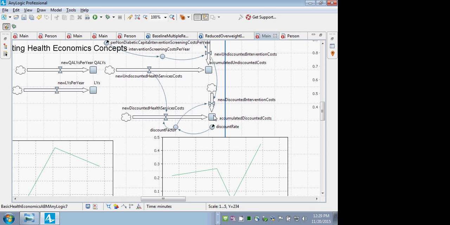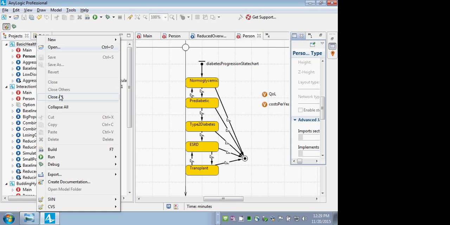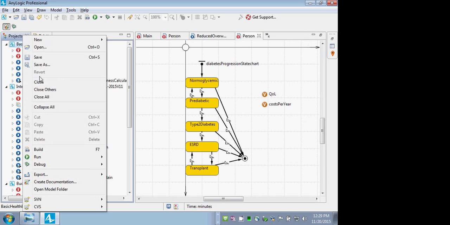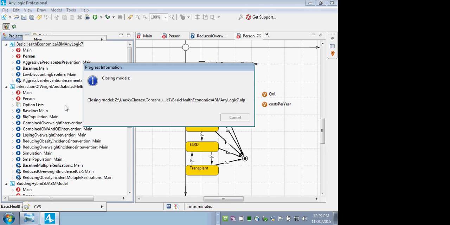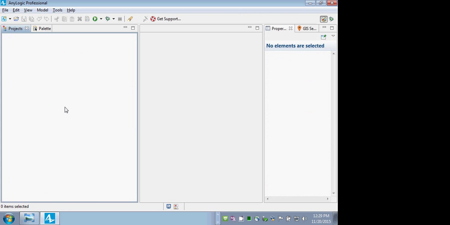Any other questions about that? Okay, so that was the health economics components. What I'm going to do now is to take stock. I'm going to close all here, and let me just see, because I know there are some additional components that may be of interest.